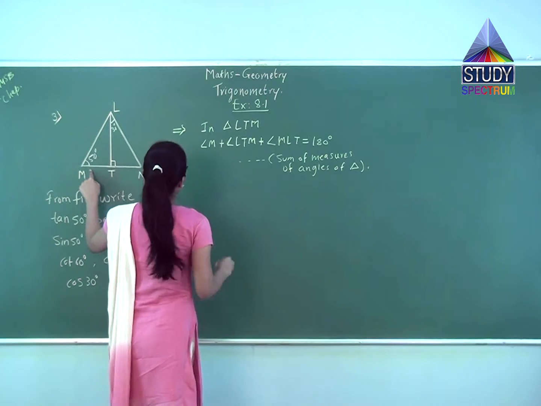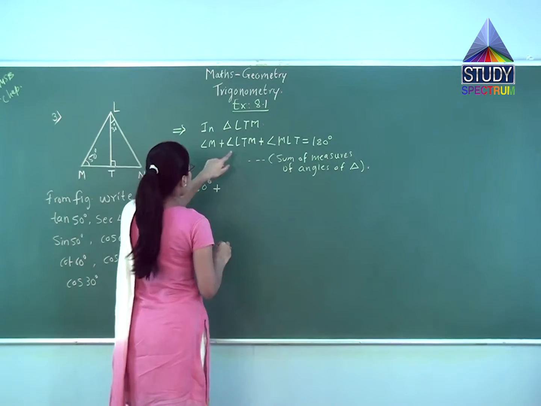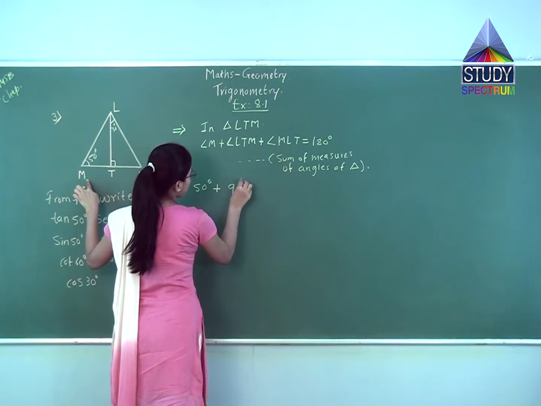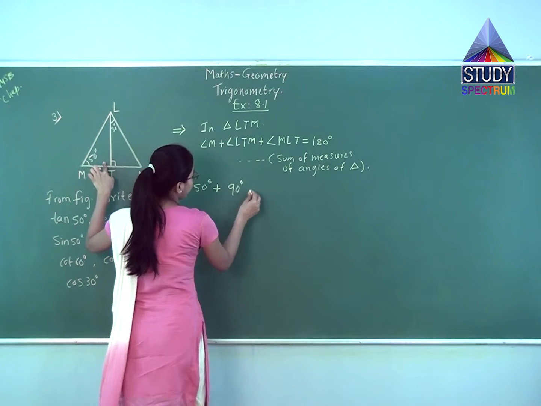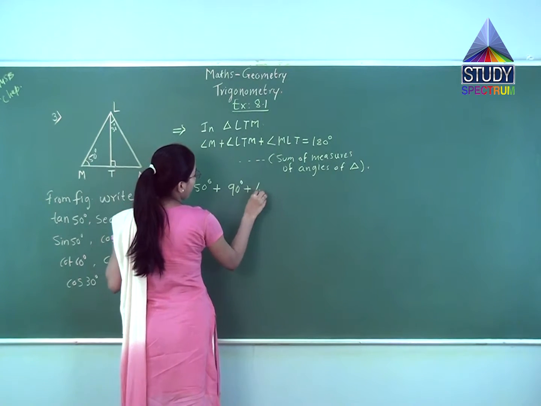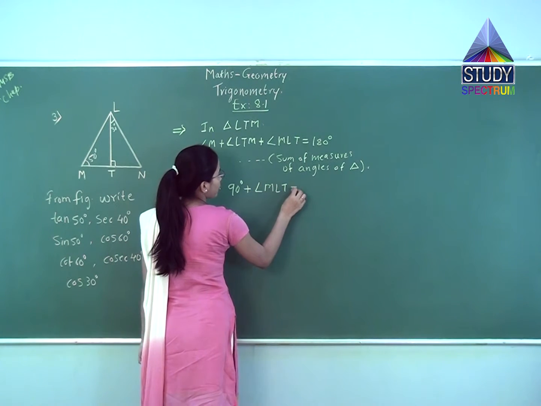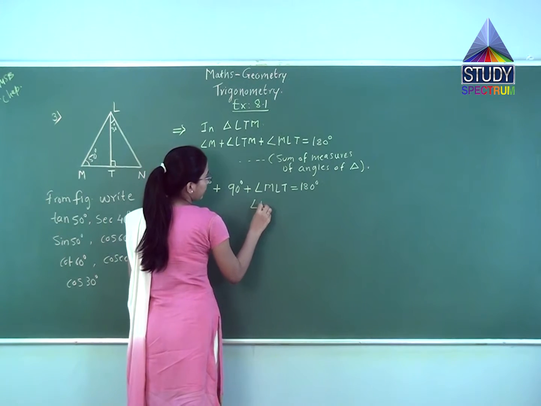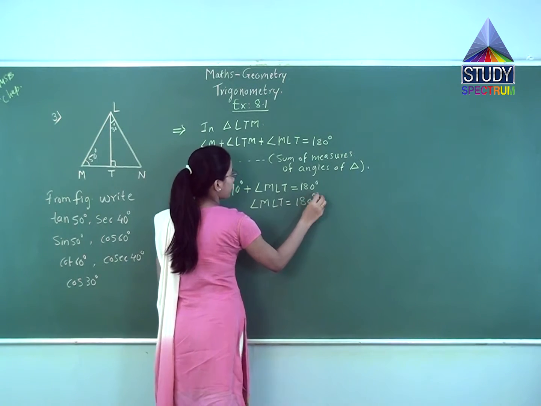So angle M is 50 degrees plus angle LTM is 90 degrees. You can see this is perpendicular on the side, so definitely this will be 90 degrees, and we have to find angle MLT. So let us keep angle MLT here, 180 degrees as it is.